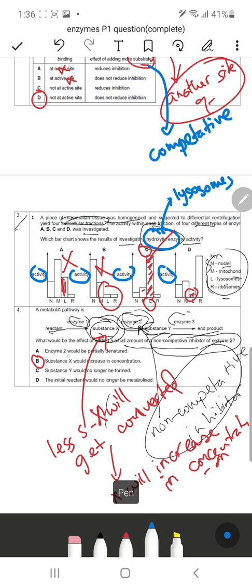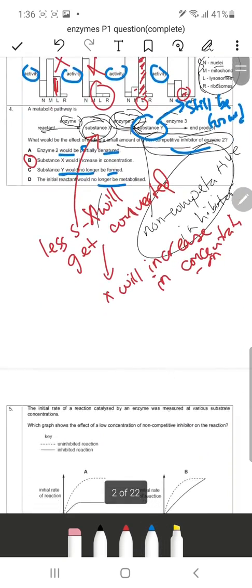Option A says enzyme 2 will be partially denatured. No, it's not going to denature. Option C says substance X would no longer be formed. No, substance Y will no longer be formed. That's wrong, because some amount of substance Y will still be formed, but in low concentration, because not all the enzymes stop working because of the non-competitive inhibitor. Some enzymes will still function and substance Y will still be formed. The last option says the initial reactant will no longer be metabolized. No, that's wrong. Okay, so that's question number 4.